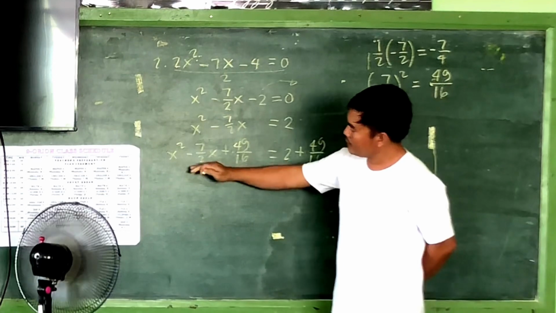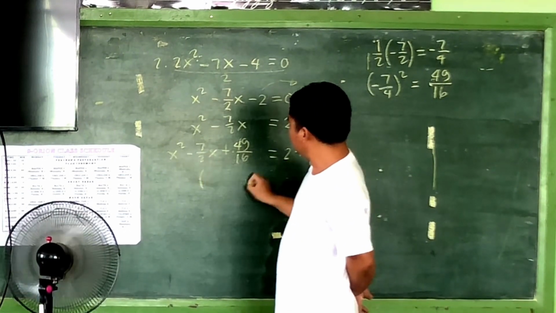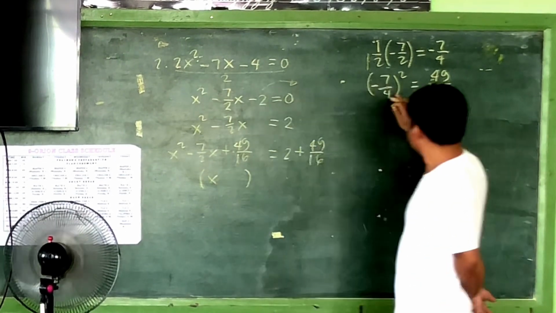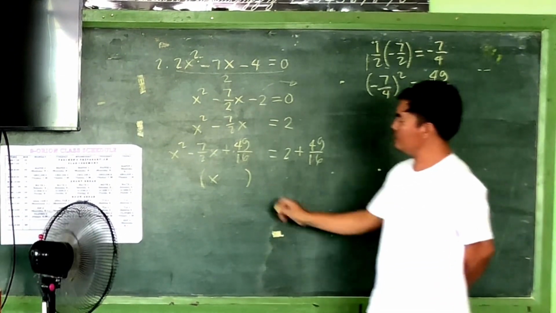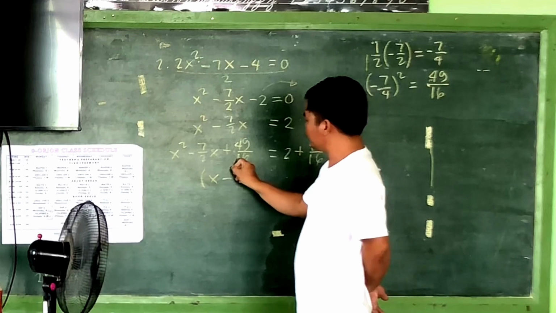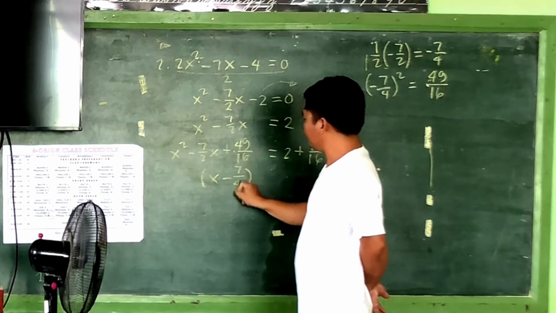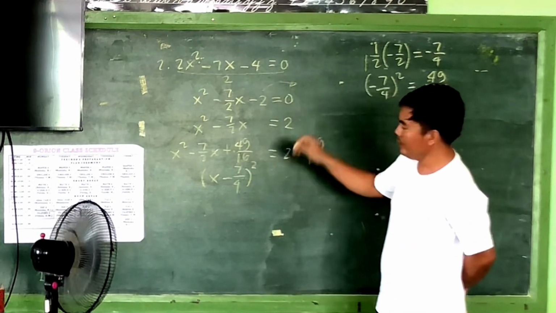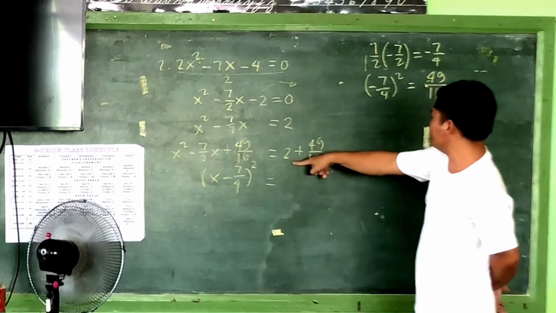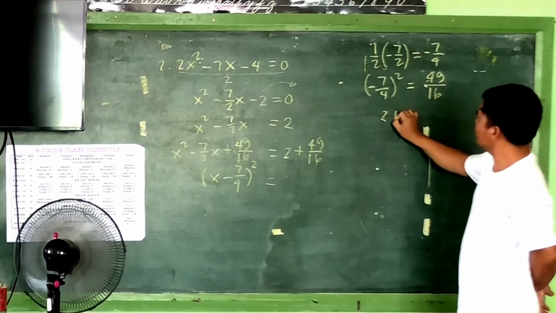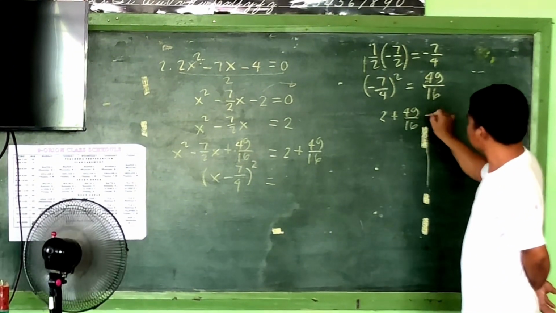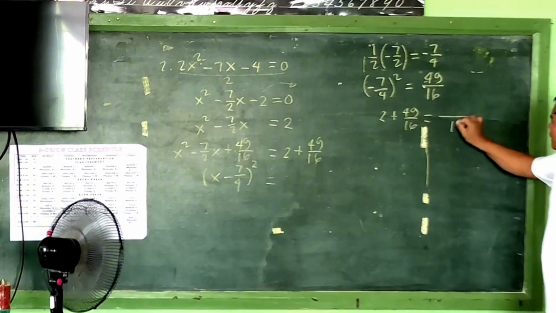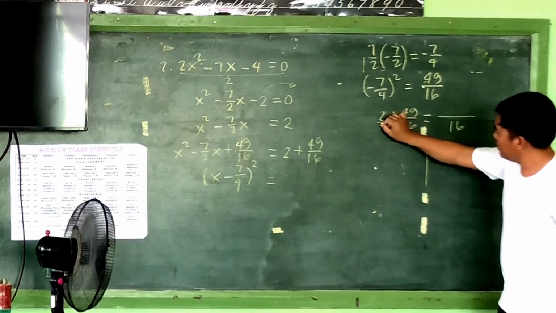Next, we are going to make the left side a square of a binomial. Where the square is negative 7 over 4. So this will become x minus 7 over 4 squared, equals, we can solve 2 plus 49 over 16. What is the LCD? 16. This is over 1.